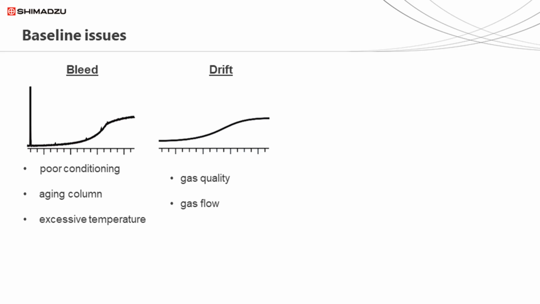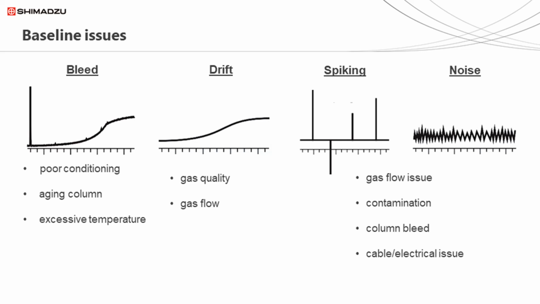Different from bleed is baseline drift. This can go up or down and indicates that something within the system is not being consistent. This can be the result of poor carrier gas quality or supplied flow not being consistent. Noise on the baseline can be the result either of electrical or gas flow issues, as well as contamination within the system. The same is true of baseline spikes. If these occur consistently, it would be wise to speak to a service engineer about how to proceed.